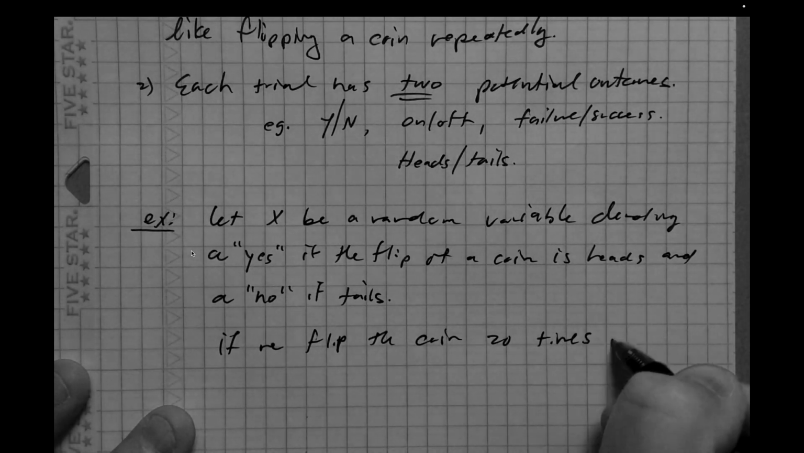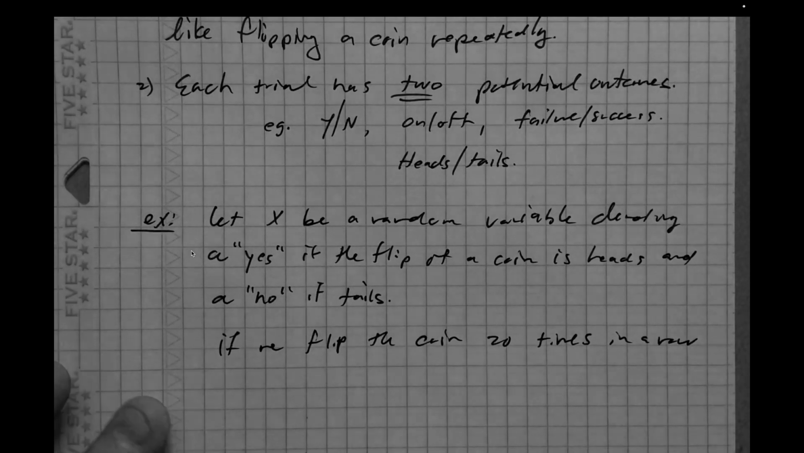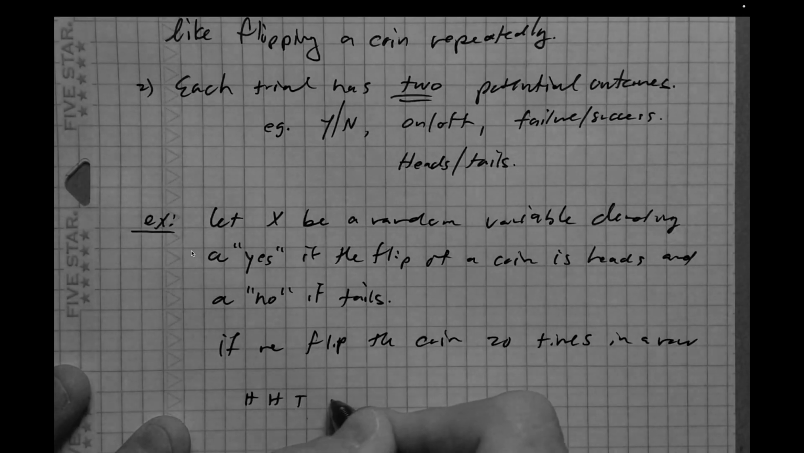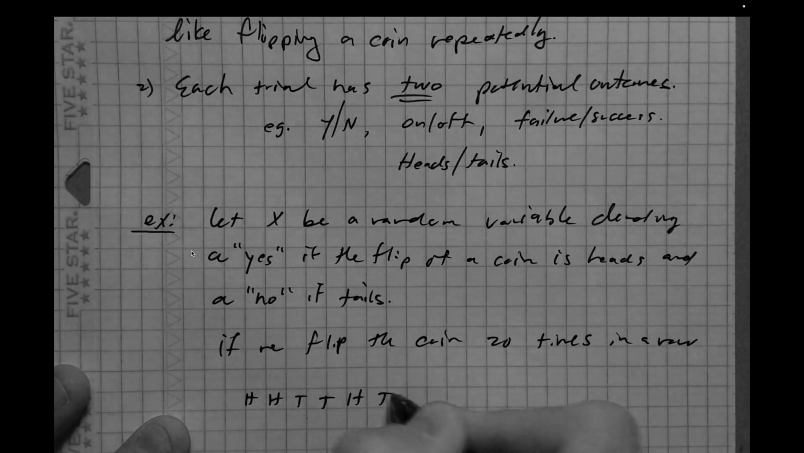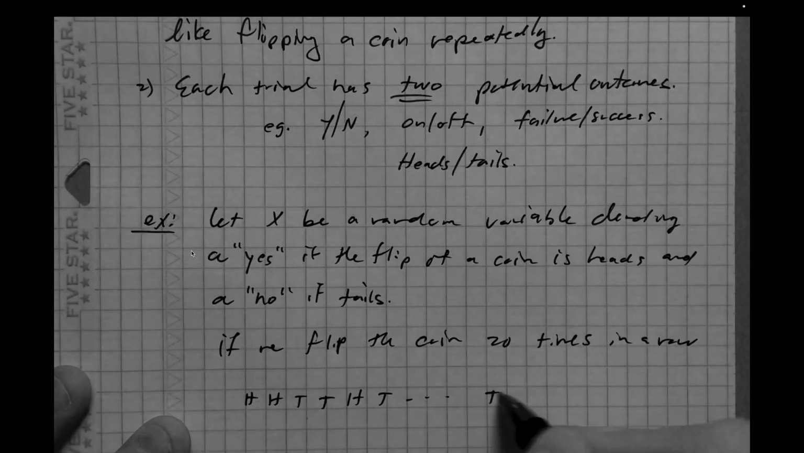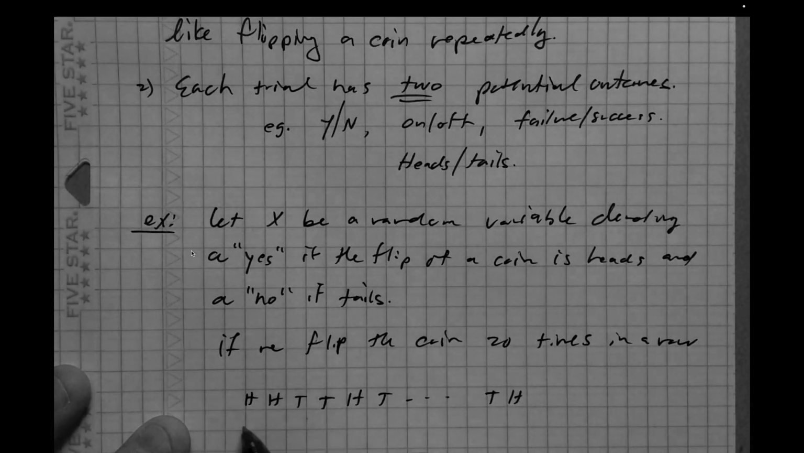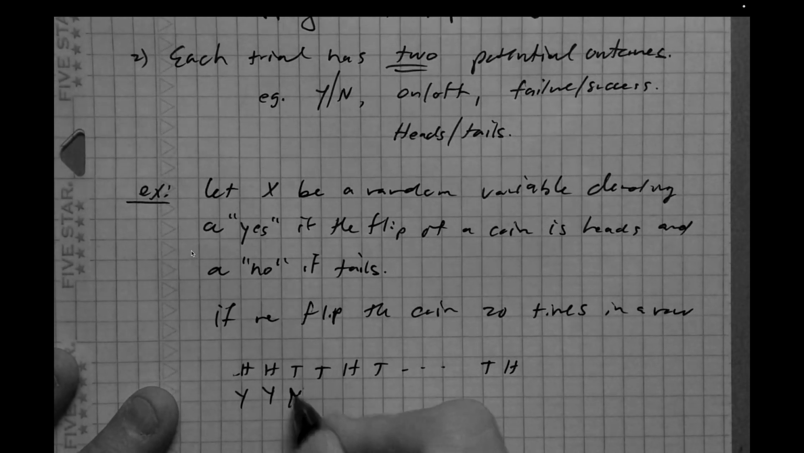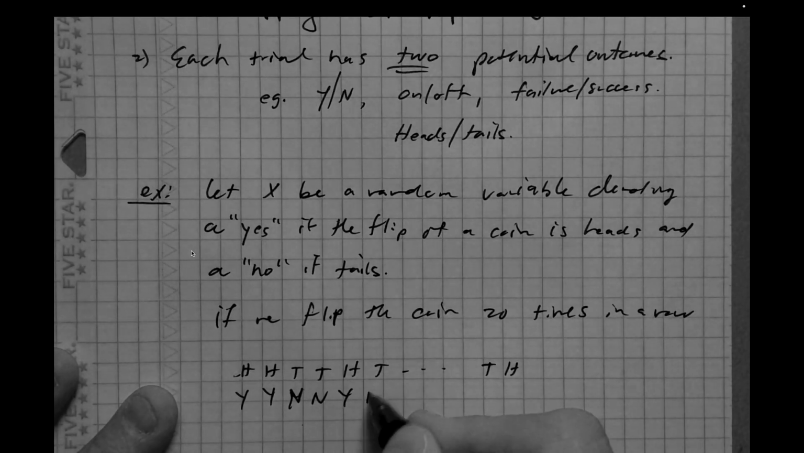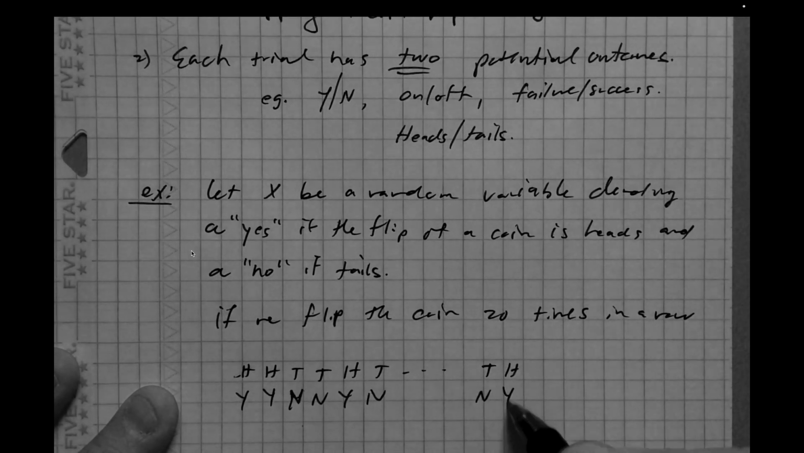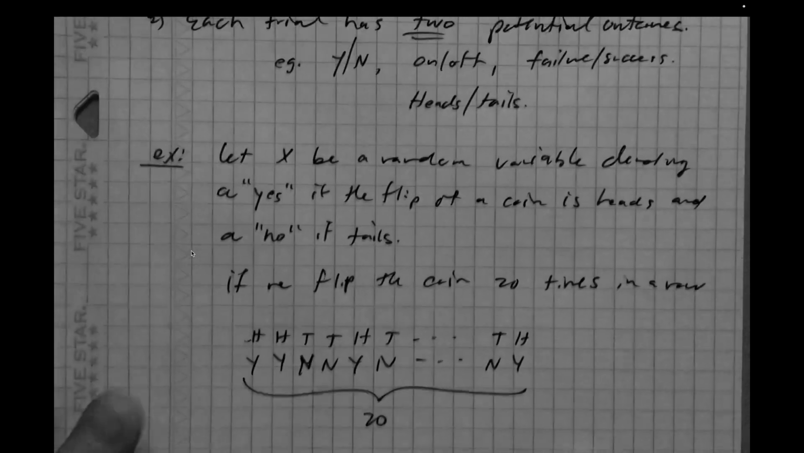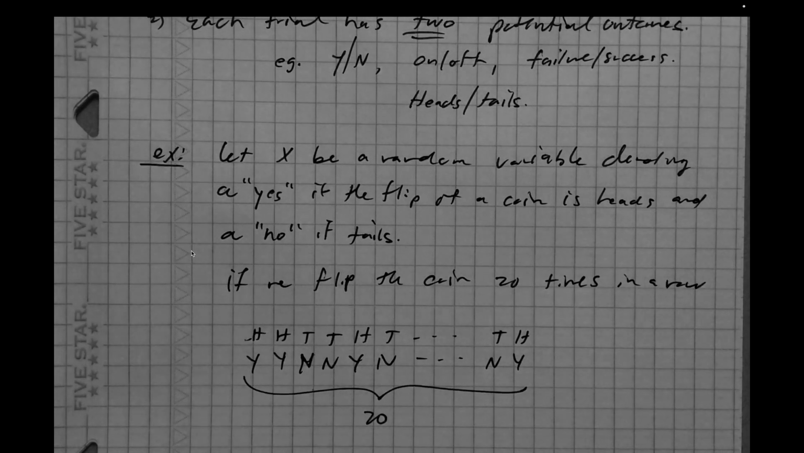We would get something like, maybe, heads, heads, tails, tails, heads, tails, dot, dot, dot, whatever, tails and heads, right? And so you'd say, well, if I get a heads, that's a yes. If I get a tails, that's a no. And then there would be 20 of these, right?